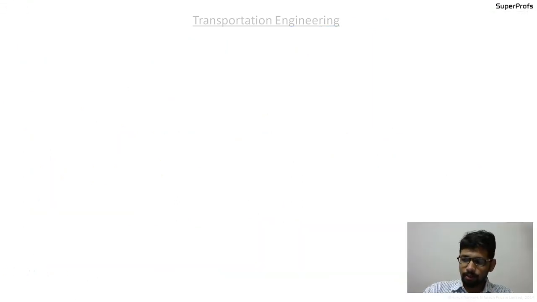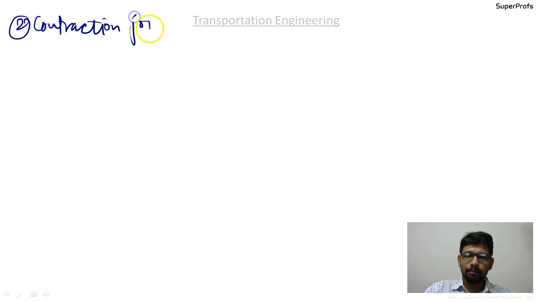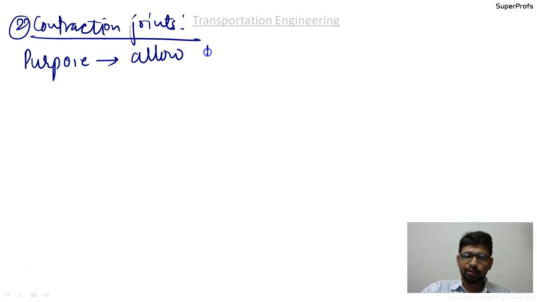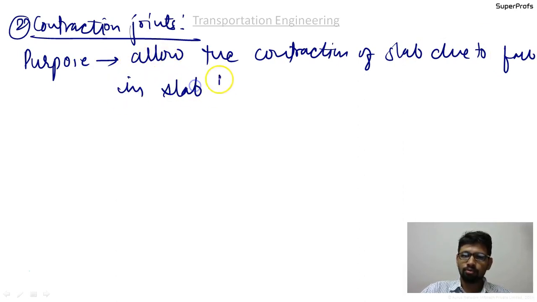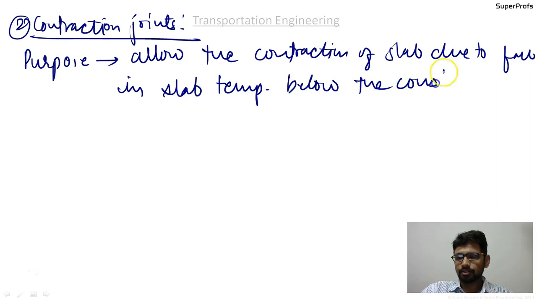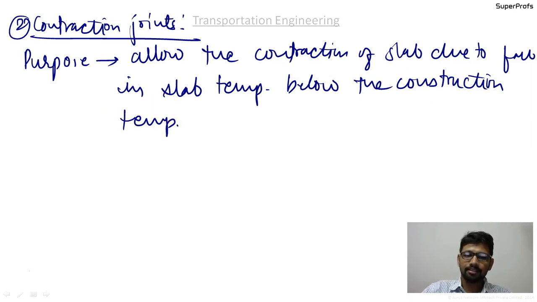So let's now move on to discuss the contraction joints. Purpose: please write down, the purpose of a contraction joint is to allow the contraction of the slab due to fall in slab temperature below the construction temperature.